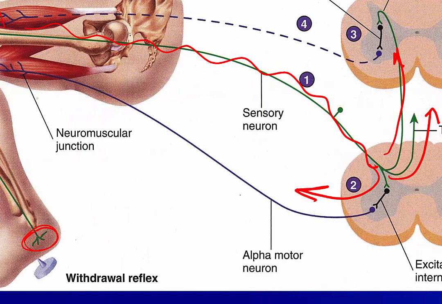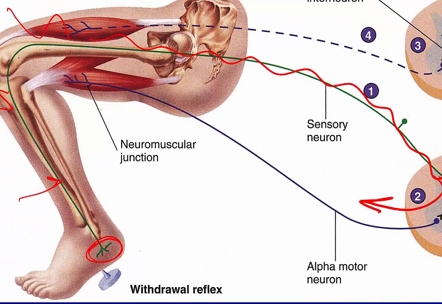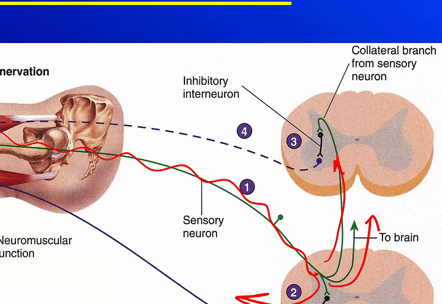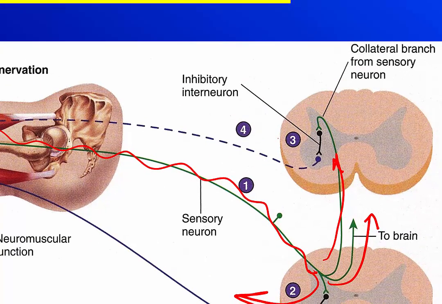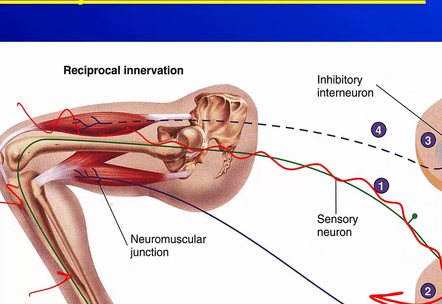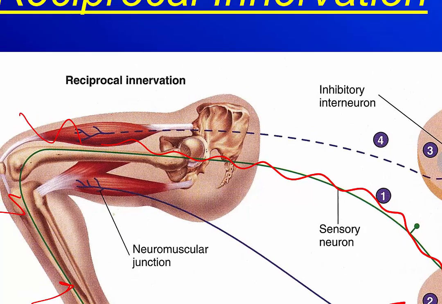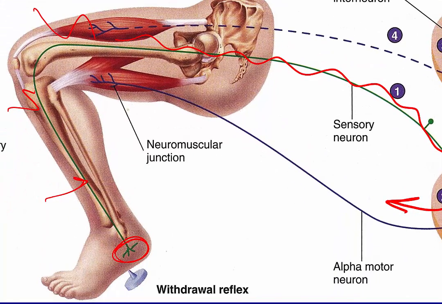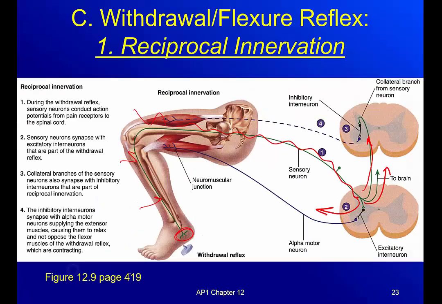I send an alpha motor neuron to excite my biceps femoris to bend my leg away from this nail. At the same time, I've got another branch coming up to an inhibitory neuron to shut this alpha motor neuron down to this muscle. Why? Because this is the muscle that would straighten my leg. If my leg straightens, I'm going to jam that nail further into my foot. So I relax this muscle at the same time I'm contracting this muscle to basically ensure that I'm getting my foot off of that nail.